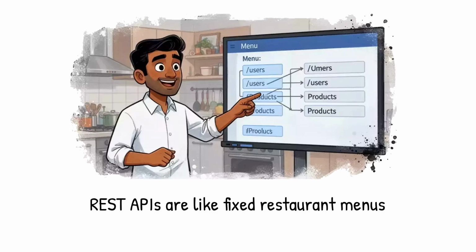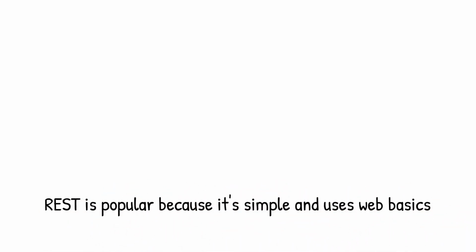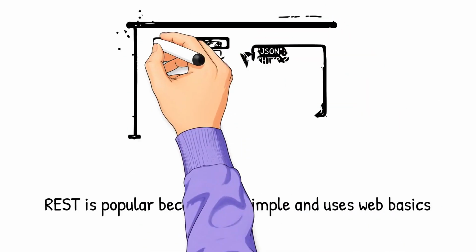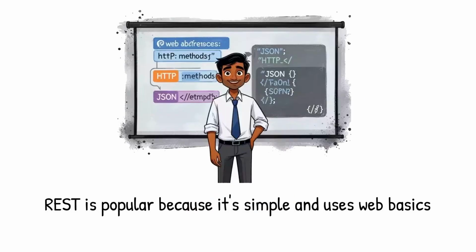You pick one, you use a simple action like get or post, and the kitchen sends your food back, usually as JSON. Why is REST everywhere? Because it's simple, and it uses the normal building blocks of the web you already know. Web addresses, the 4 methods, and JSON. Nothing fancy. If you followed this course so far, congratulations, you already understand REST. That's why we taught it first.